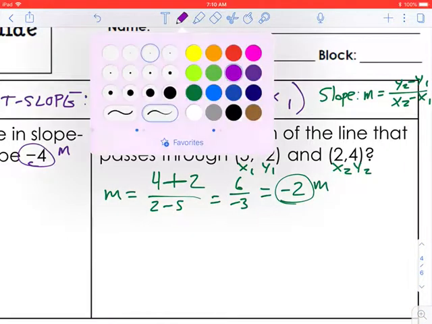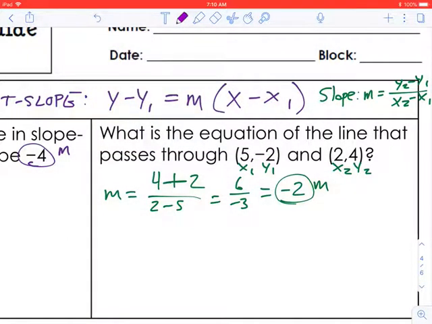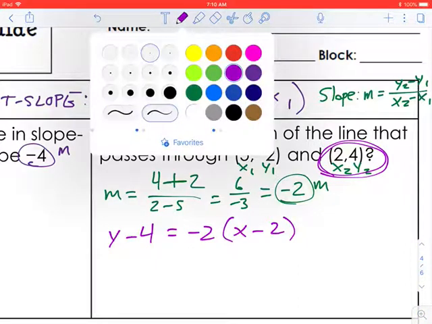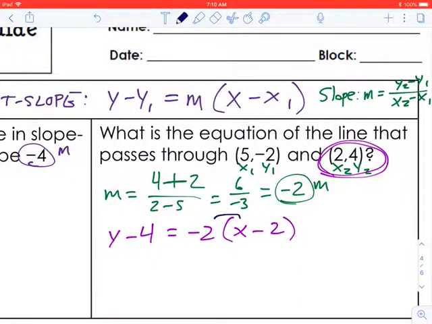And now all we have to do is pick one of those 2 points. So I always pick the one with the smallest number. So I'm going to go ahead and pick this. So I'm going to go y minus the y value there, 4, equals, slope is negative 2, x minus the x value, 2. And then to finish it out, I go ahead and distribute and solve.